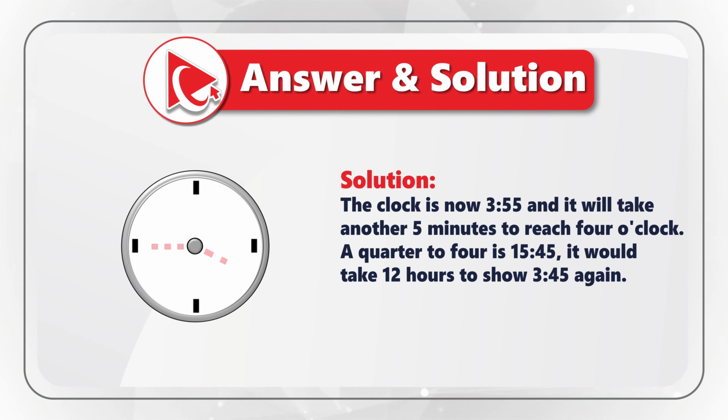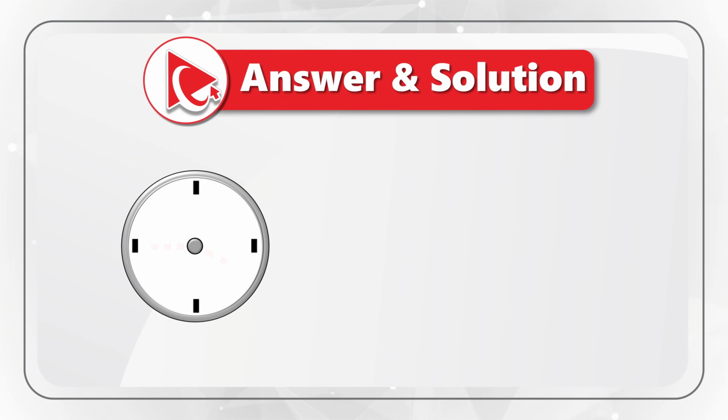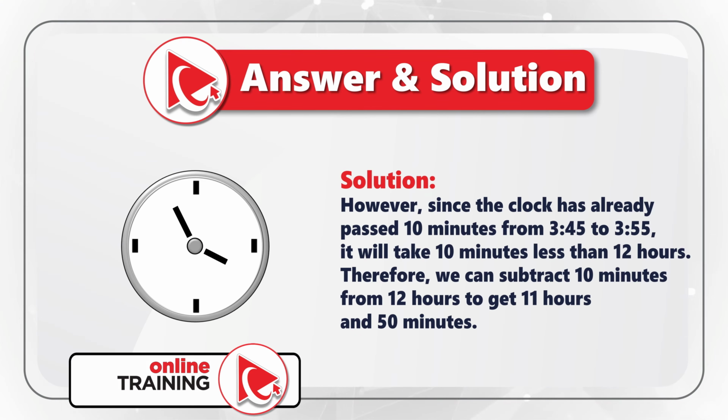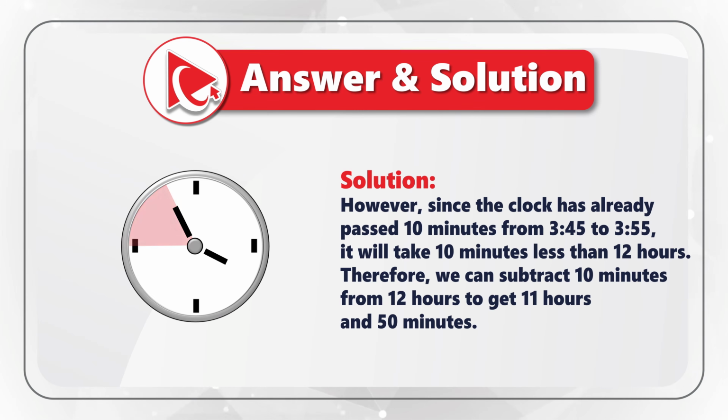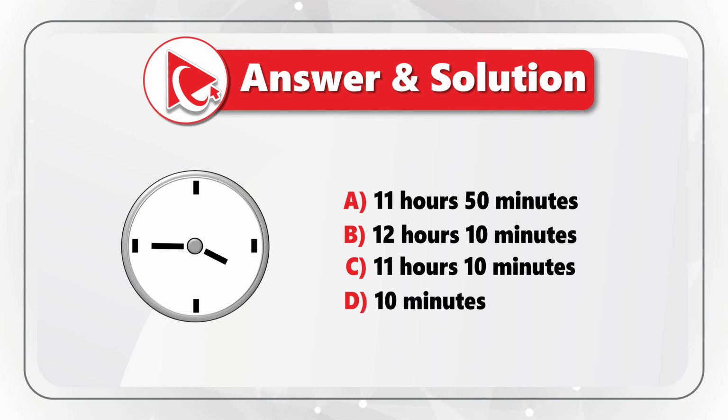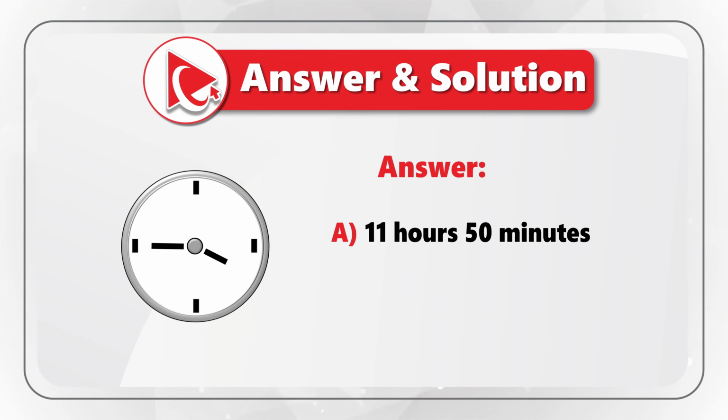In military time, which is frequently used in the US, it's going to be 15:45, and it's going to be a little bit less than 15:55. Let's determine how much less than 12 hours it's going to be. Since the clock already passed 10 minutes from 3:45 to 3:55, it will take 10 minutes less than a full 12 hours. This is why we can subtract 10 minutes from 12 hours to get to the answer of 11 hours and 50 minutes. So the correct answer here is choice A, 11 hours and 50 minutes.